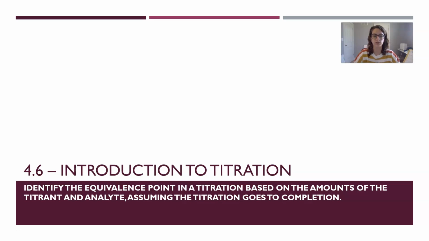This video is for topic 4.6, Introduction to Titration. The objective for this topic is to identify the equivalence point in a titration based on the amounts of the titrant and analyte, assuming that the titration goes to completion. Titration is something we're going to talk about a lot more when we get to acids and bases and acid-base equilibria. This is just the introduction, so how to read and analyze a titration curve.